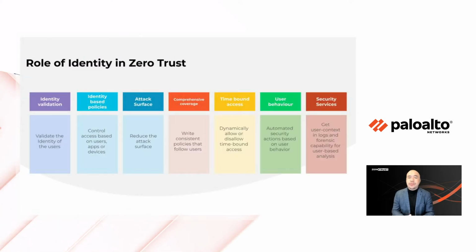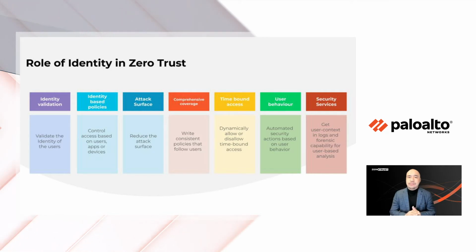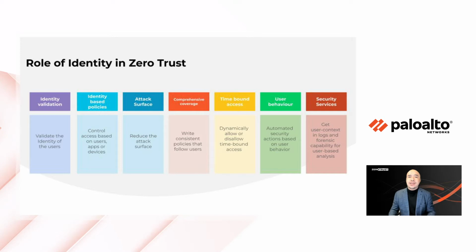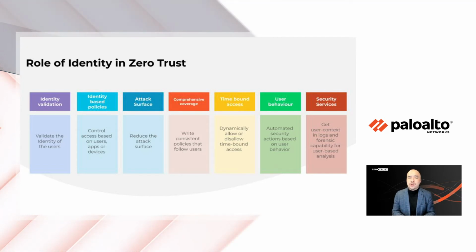Identity plays a very important role in Zero Trust and it participates in multiple phases of Zero Trust. Identity starts with validation: validate the identity of the user. Then you create identity-based policy rules to control access based on users, applications, and devices. You can reduce the attack surface by limiting which users have access and to what resources. You can also write consistent policies that follow users wherever they go, for instance, in headquarters, branch, coffee shop, home, park, etc. You can dynamically allow or disallow time-bound access.